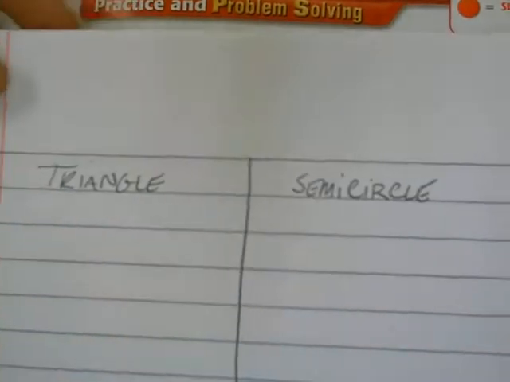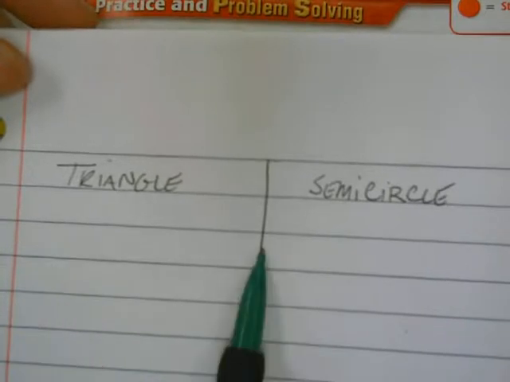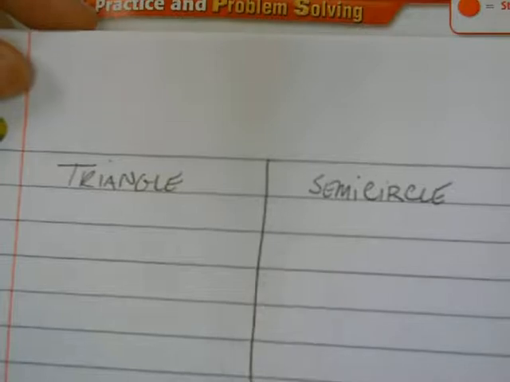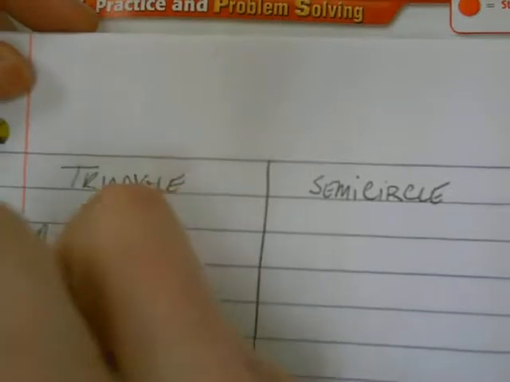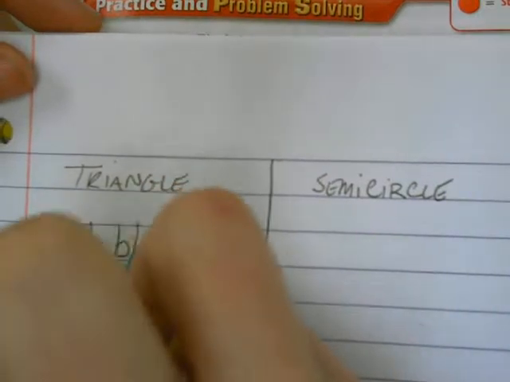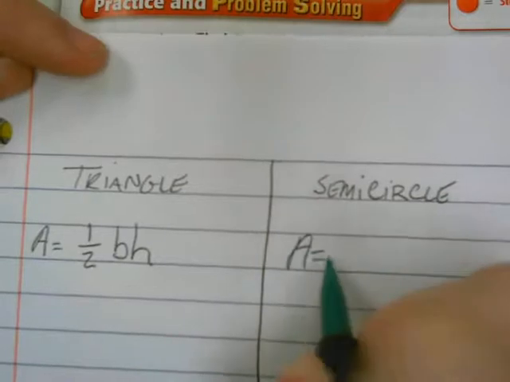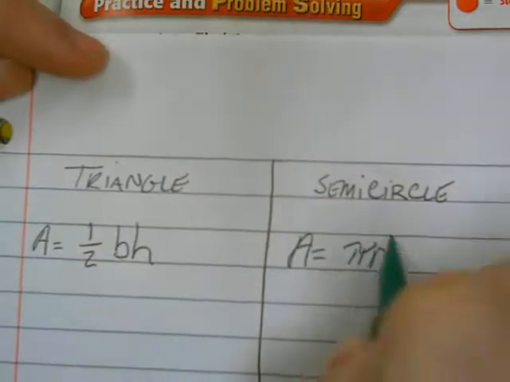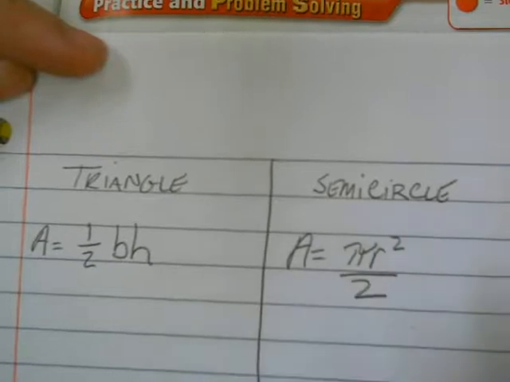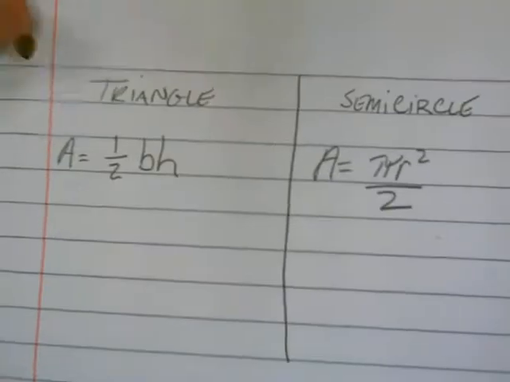Now, what I'm going to do is I'm going to break this problem into two separate problems and solve them and then combine them. So first thing I'm going to do is I'm going to write the formulas. So the formula for a triangle is 1/2 base times height. And the formula for a semicircle is the same as a circle, except at the very end we're going to divide by 2 because there's only half of a circle, right?